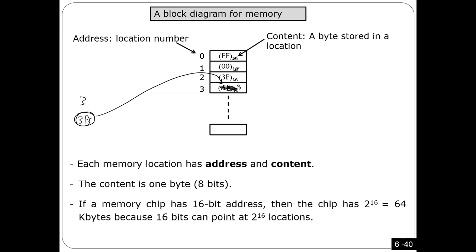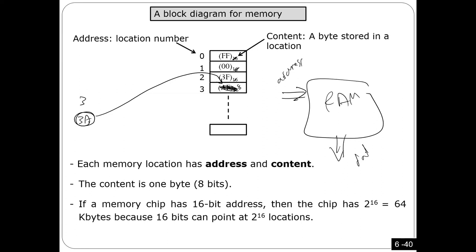For example, if you see the RAM here, we have some pins. These pins are address, and then we have data here, okay? And you have some control pins, like read or write. So if I wanna read from the RAM, for example, location number 3, I have to put the address number 3 here. Is that okay? And then I have to activate the RAM, so I have to put one here and zero here.